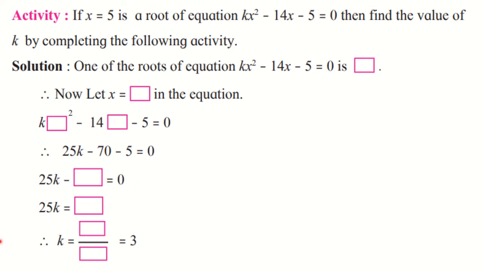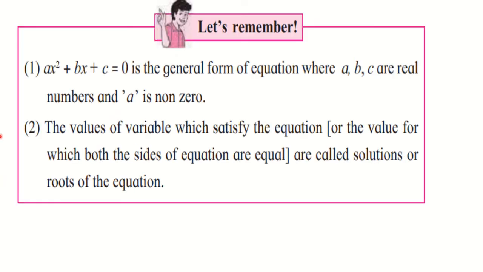So let us go further now. Here you have to remember these 2 points, the 2 topics I have taken today. First is the general form. So you have to keep in mind that the general form of the quadratic equation is ax square plus bx plus c is equal to 0, where a, b, c are real numbers. And the important thing is that a cannot be 0. A is non-zero. I told you that if a is 0, then the equation is no longer a quadratic equation. So this condition is very, very important.